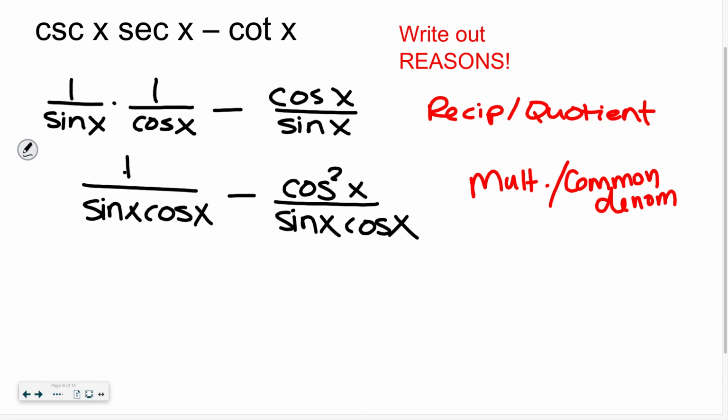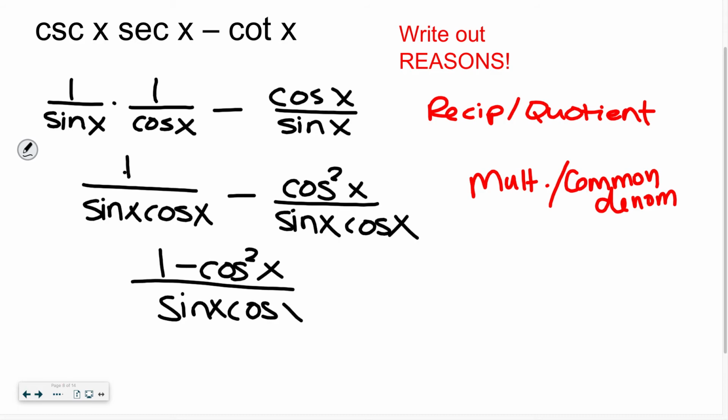Okay, so now you've got common denominators. You can subtract: 1 minus cosine squared. And then keep my denominator sine x cosine x. So I'm going to say my reason here is subtracting. So I subtracted.